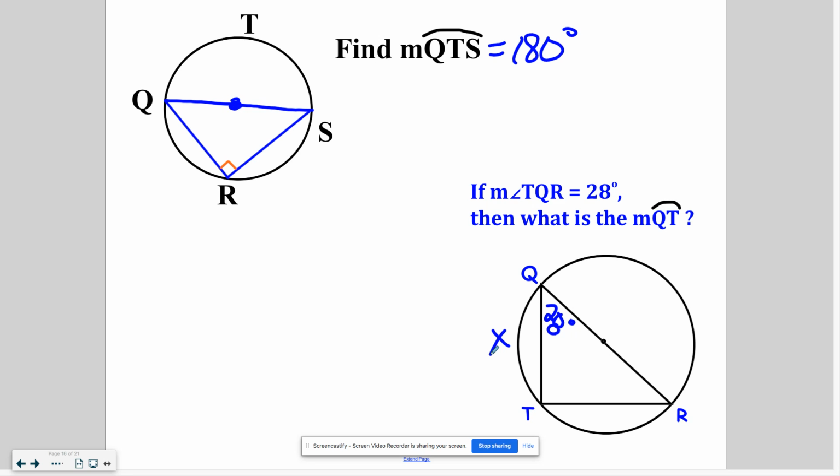Well, this is a diameter, right? I can see the center right there. So that means that's 90. So if that's 28, this has got to be 62. And if that's 62, this has to be double 62, which is 124.